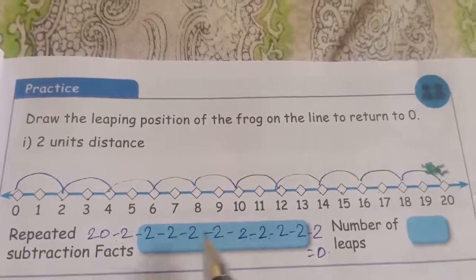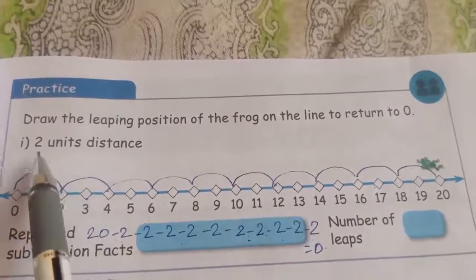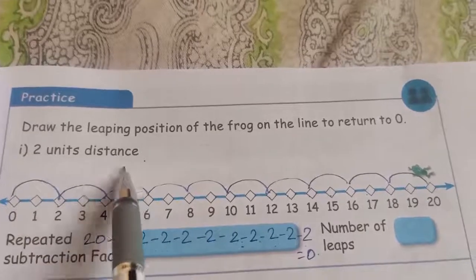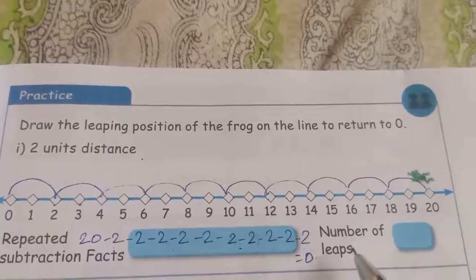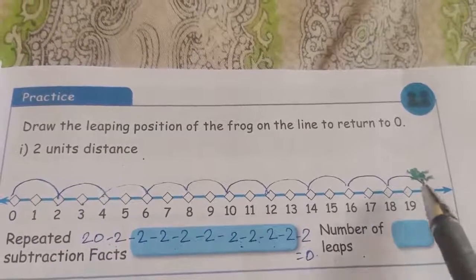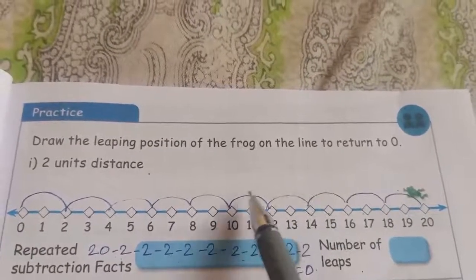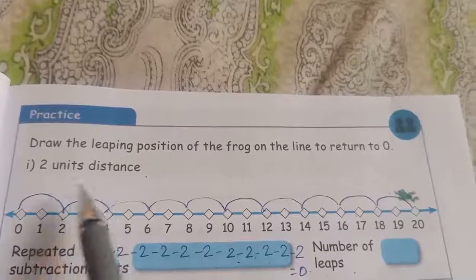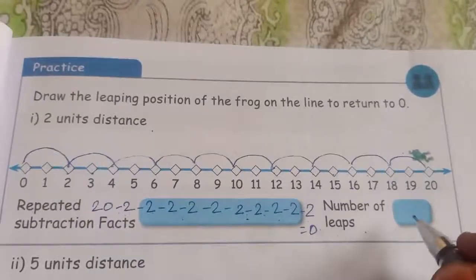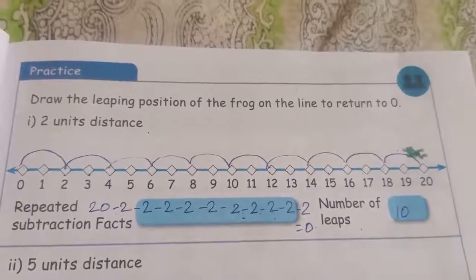Why are we subtracting 2 again and again? Because that is the question. 2 units distance. So we are subtracting 2. Next, number of leaps. How many leaps, ma? How many jumps are here? 1, 2, 3, 4, 5, 6, 7, 8, 9 and 10. So number of leaps is equal to 10.